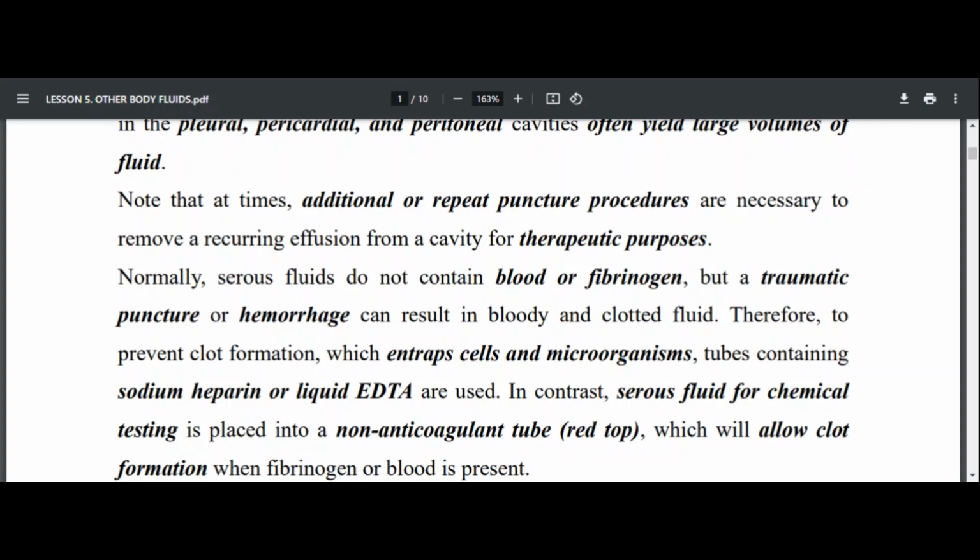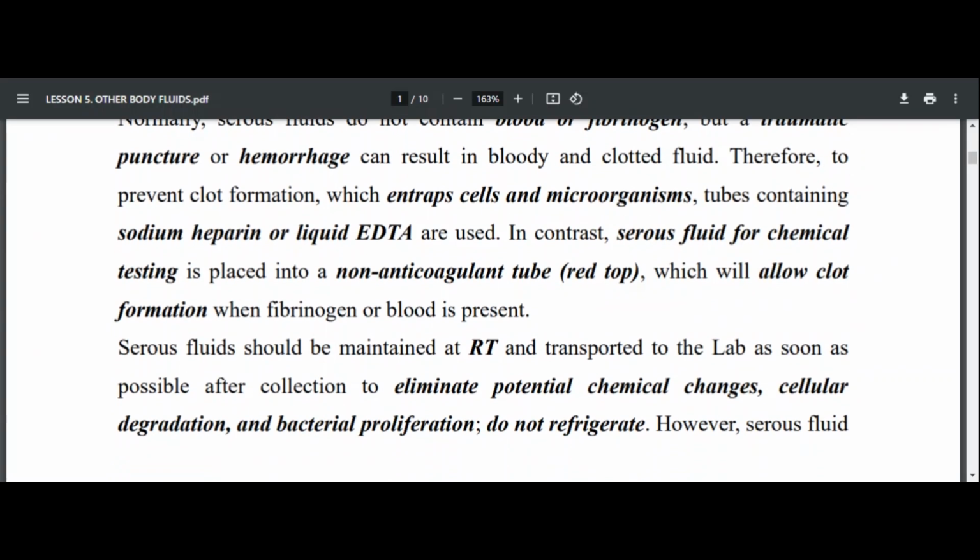Normally serous fluid doesn't contain blood or fibrinogen, but a traumatic puncture or hemorrhage can result in bloody and clotted fluids. Otherwise, effusion fluid doesn't really contain fibrinogen. Therefore, to prevent clot formation which entraps cells and microorganisms, tubes containing sodium heparin or liquid EDTA are used. Remember that the same tubes are also used for collection of most other body fluids, including synovial fluid that we discussed, as well as amniotic fluid. You can use sodium heparin or liquid EDTA.